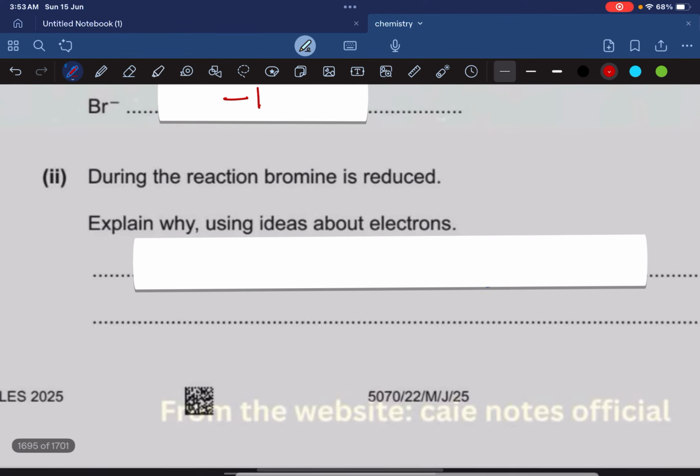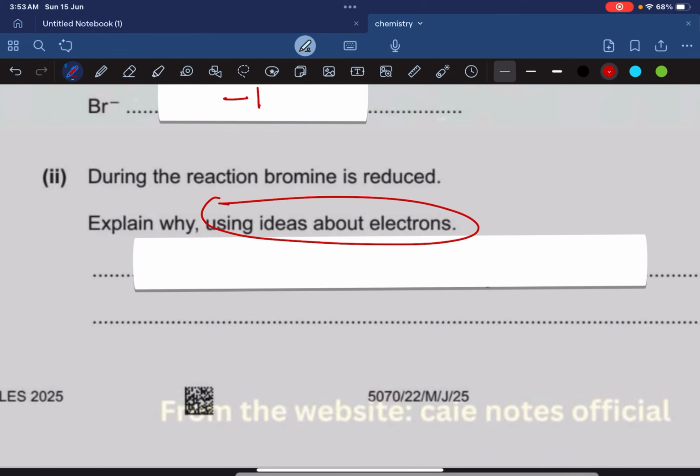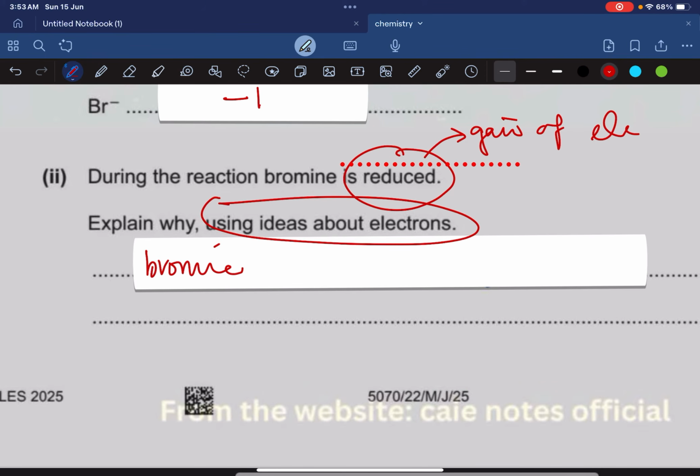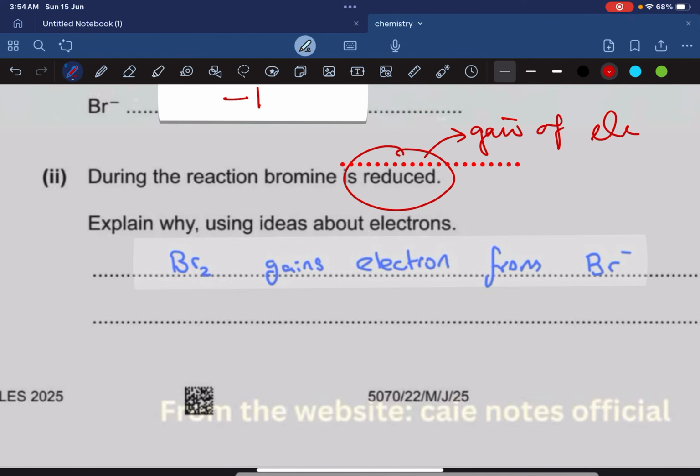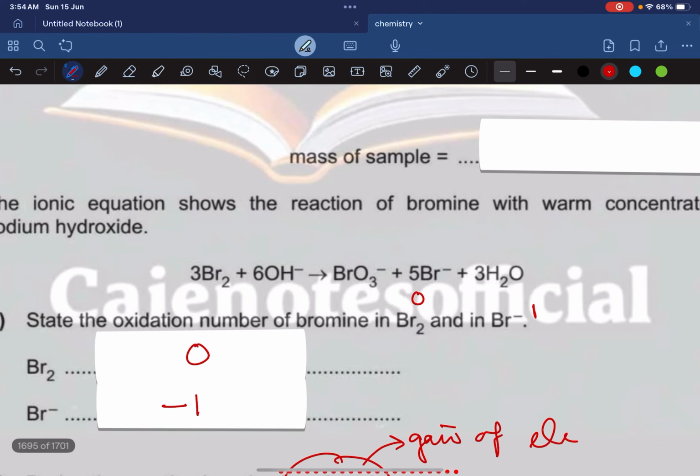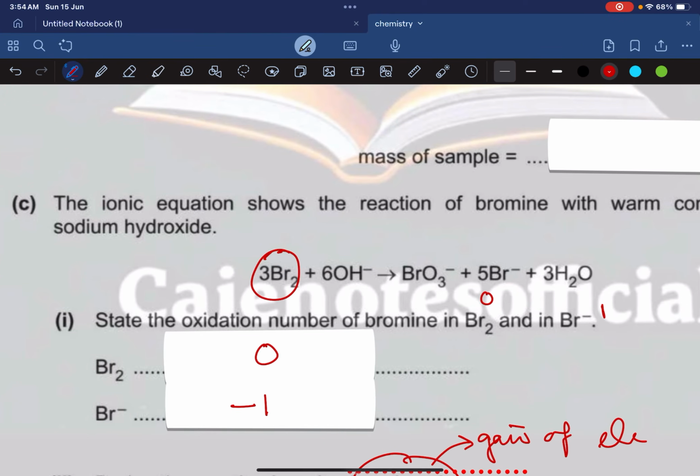During the reaction bromine is reduced. Explain why using ideas about electrons. We have to talk about electron transfer or gain. Reduction means a gain of electrons. So we are going to write that bromine gained 1 electron to form bromide ions. I guess that's simple enough: it just gains an electron to form bromide ions. So over here you have bromine that's gaining an electron to form your bromide ions.